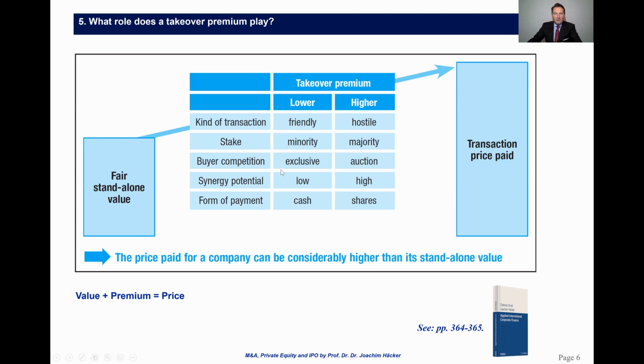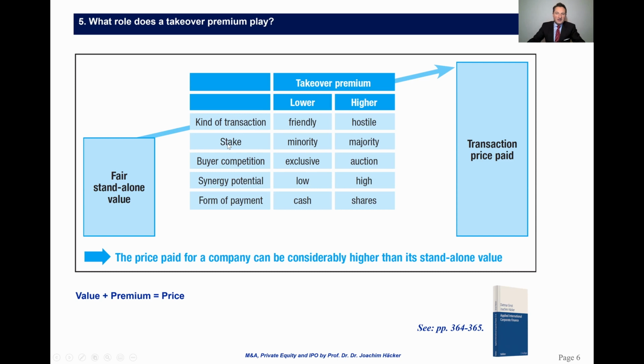Number 3, buyer competition. If you come up with an exclusive buyer competition, then usually you come up with a lower transaction price. Assume a full public auction where it's known to everybody out there that the company is for sale. This implies a higher transaction price to be paid.